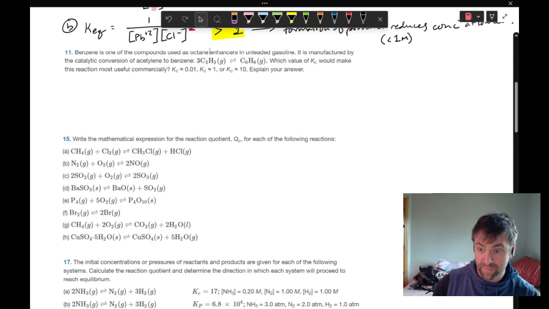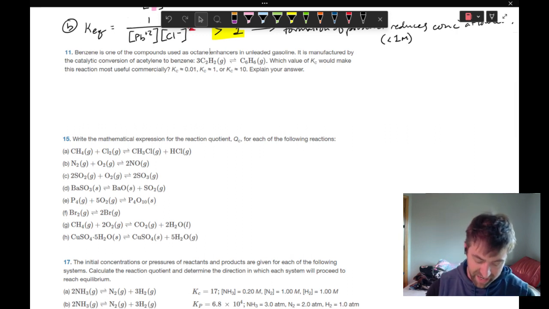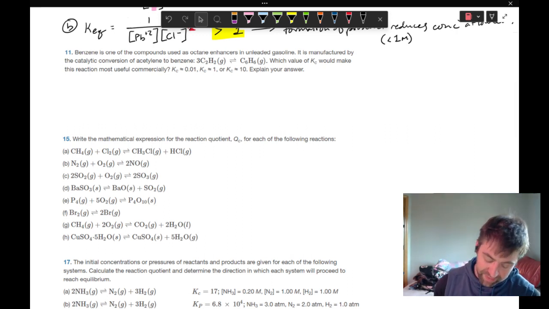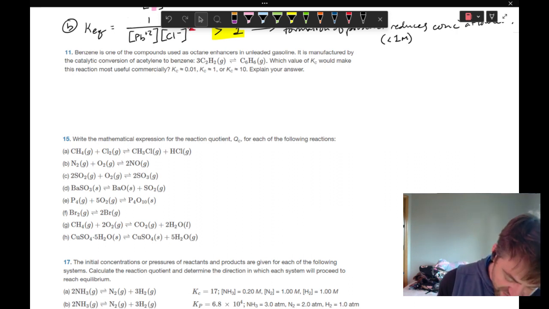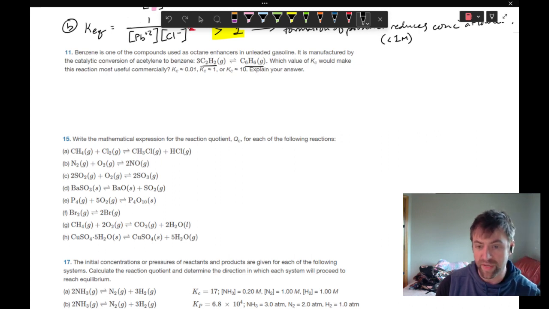All right. Benzene is one of the compounds used as octane enhancers in unleaded gasoline. It is manufactured by the catalytic conversion of acetylene to benzene. So acetylene to benzene.